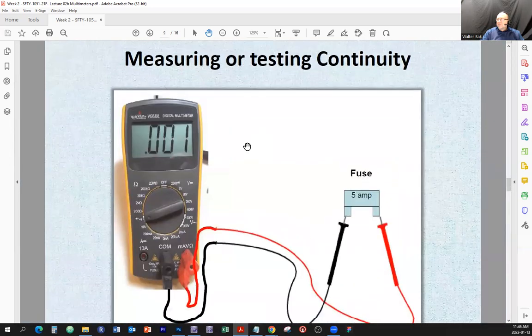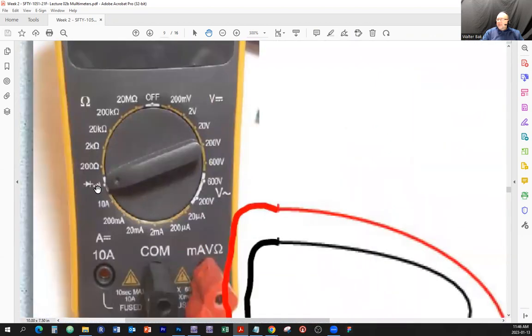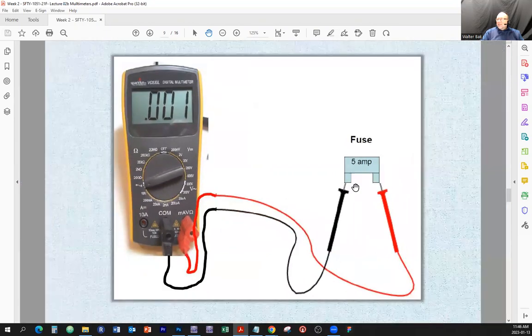All right. Testing for continuity. One example would be testing for a fuse. The fuse should present a dead short between these two leads. If you switch the meter to continuity tester, you touch these two, it's going to give you 0 ohms resistance, and it's going to go beep. It's going to give you the sound, right?